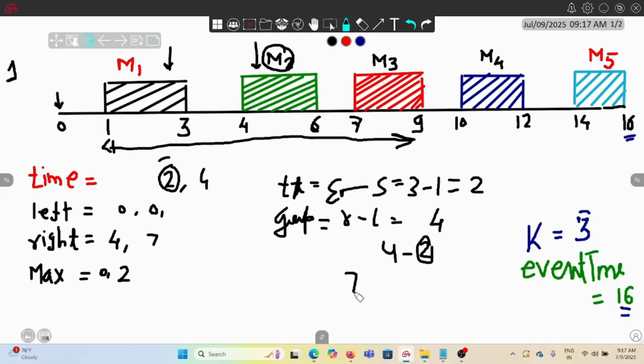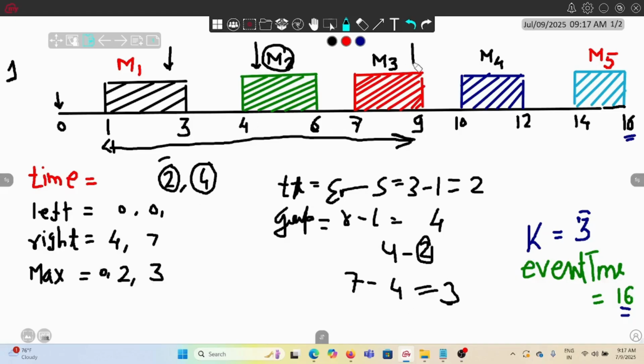So the gap is 7, and the timing now is 4. So 7 minus 4 is 3, right? We got this value 3. So what is the max here? 2 and 3, what is the max? The max would be 3 now. So we are done till this meeting.